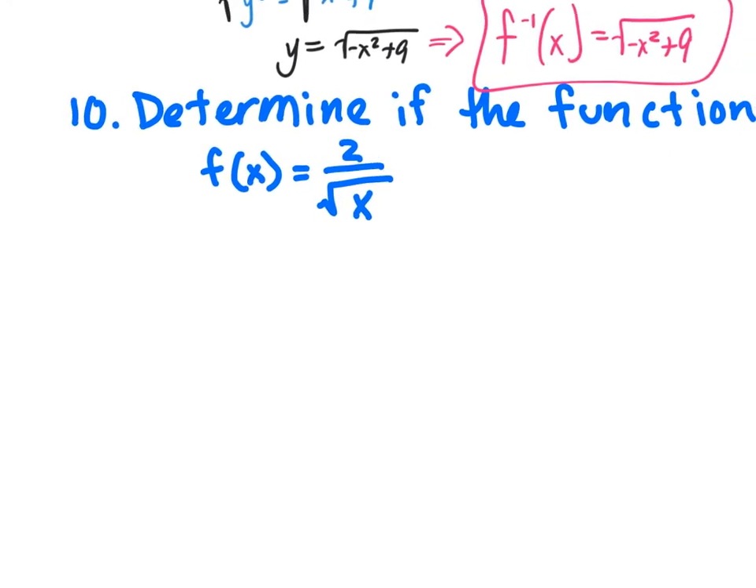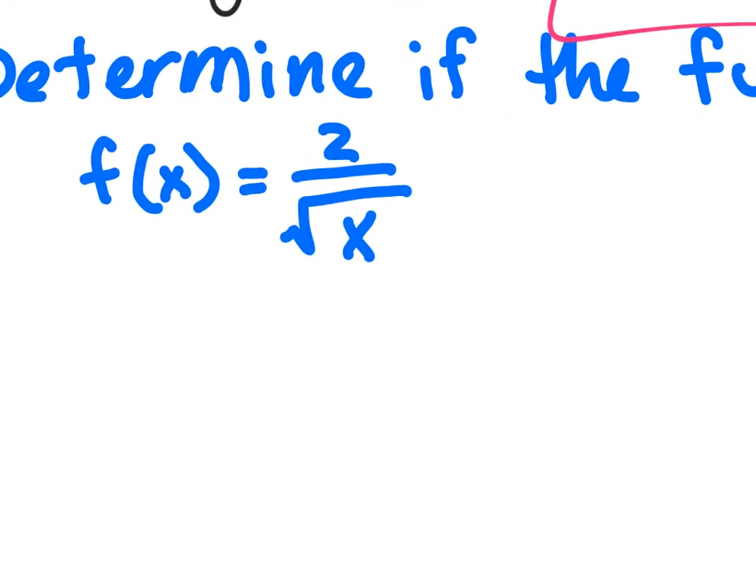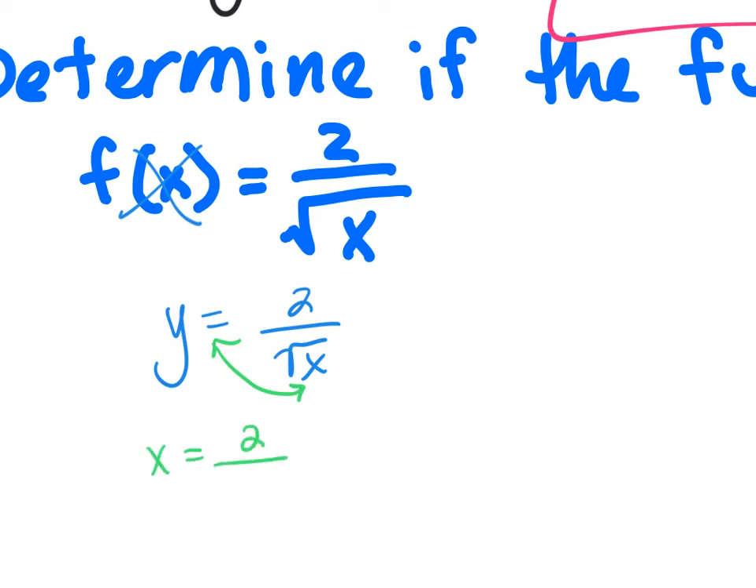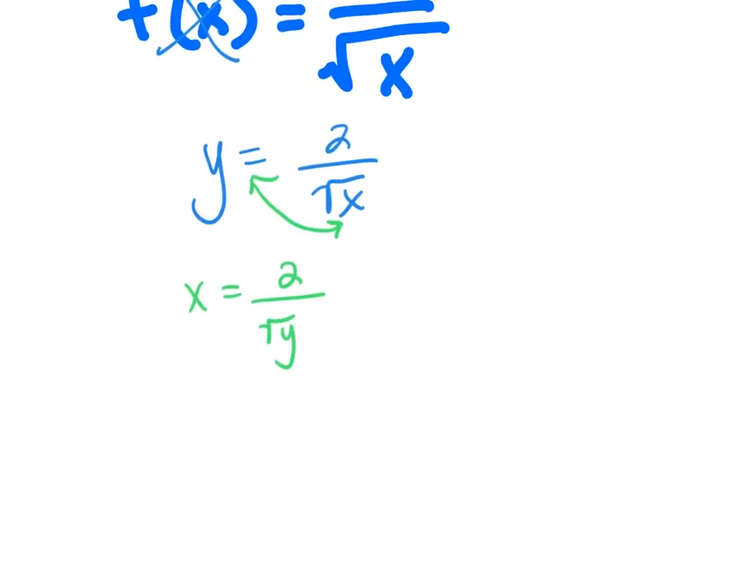All right, determine if there's an inverse. Here we go. First thing I'm going to do is cross off f of x and make it y equals 2 over the square root of x. Switch the places of x and y. So I have x equals 2 over square root of y, and solve for y.